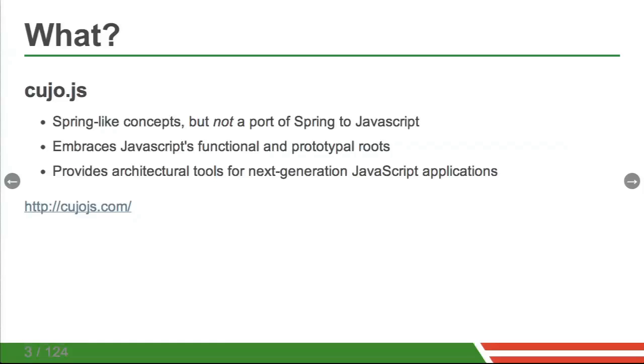What it boils down to is basically, Cujo is a collection of what we like to call architectural tools and patterns you can build on top of, for JavaScript, and specifically aiming at next-generation JavaScript applications. And while it's not a direct port of Spring, when we show you code examples, hopefully your experience with Spring will help you recognize a lot of the things that you'll see in the code examples.